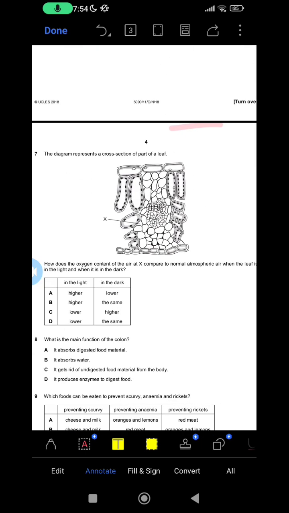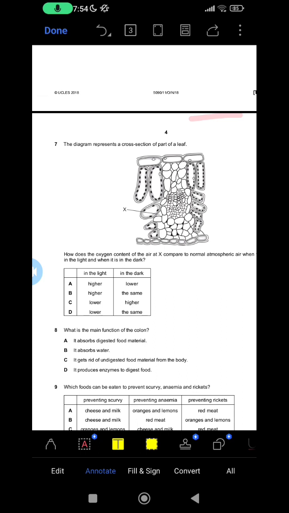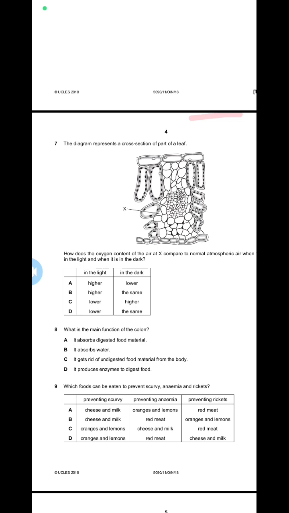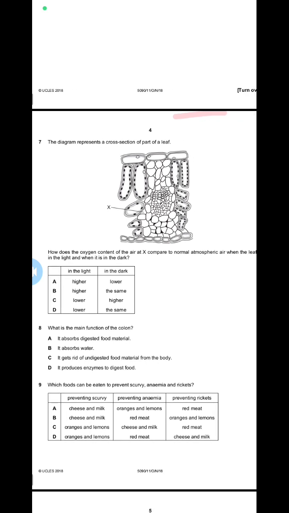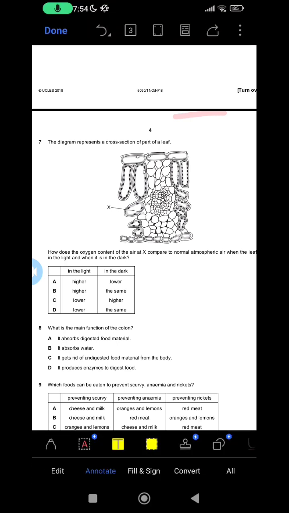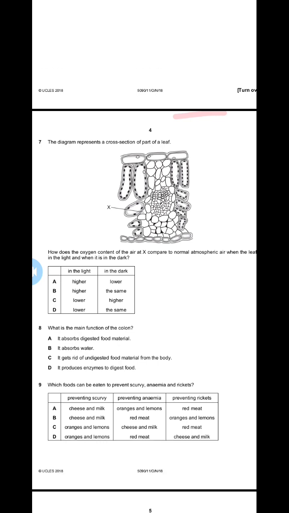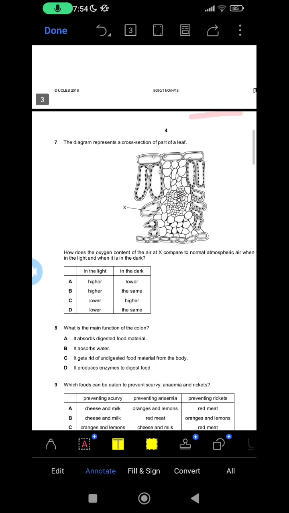The diagram represents a cross section of a part of a leaf. How does the gas content of the air at X compare to normal atmospheric air when the leaf is in light and when it is in dark? Now when light is present, oxygen will be higher at X because oxygen will be produced due to photosynthesis. But when it is dark, at X, the location inside the leaf, the carbon dioxide concentration will be more because the plant would be performing respiration. So oxygen concentration would be lower there. Carbon dioxide concentration would be higher. So A is the answer.